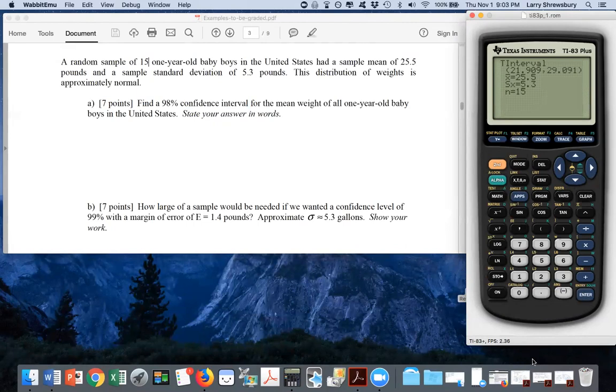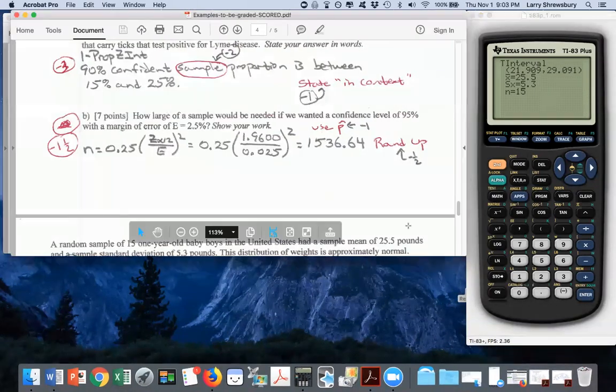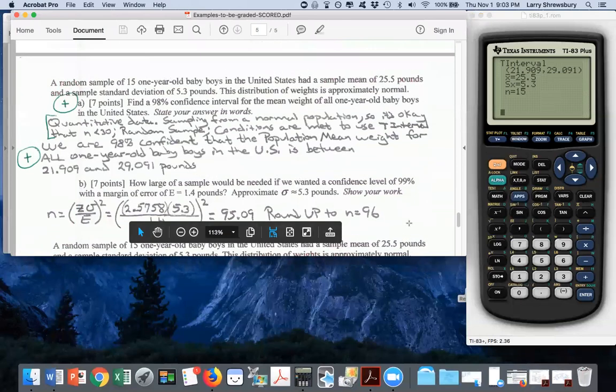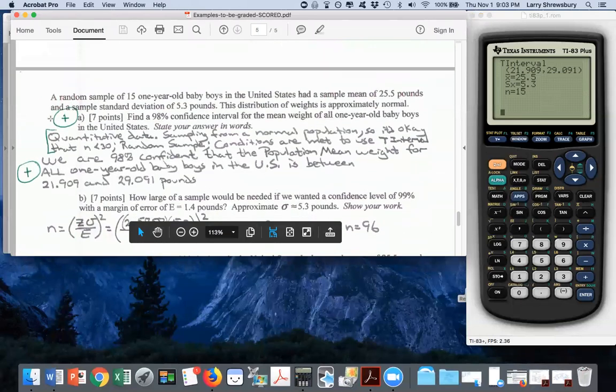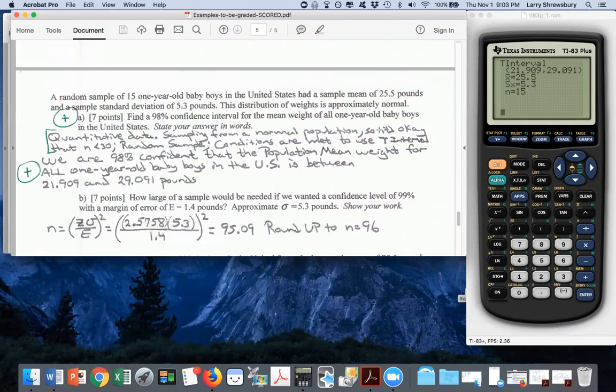In fact, why don't we go ahead and show you what the good student did. Oh, what did they do? They point out it's quantitative data. We're sampling from a normal population, so it's okay that the sample size is less than 30. Random sample, conditions are met to use t-interval. Believe you me, I'm giving them a plus for that. I'm impressed. Now, they're going to put this in words.